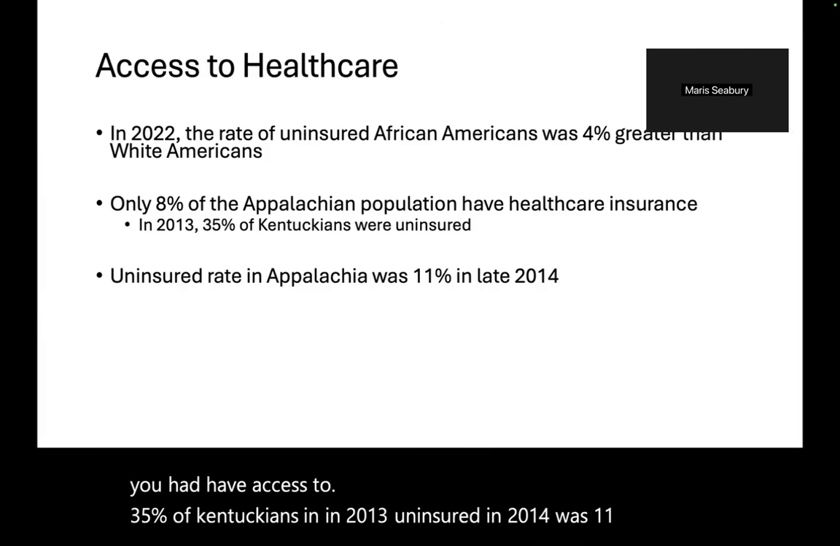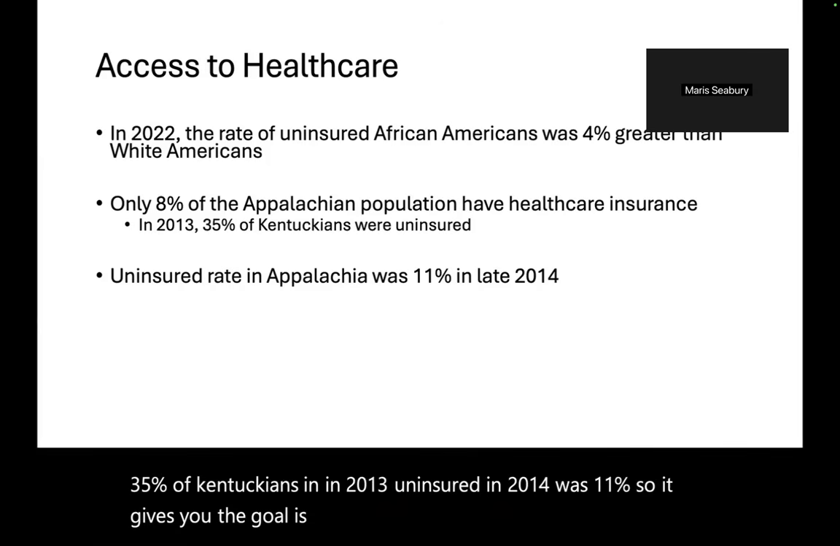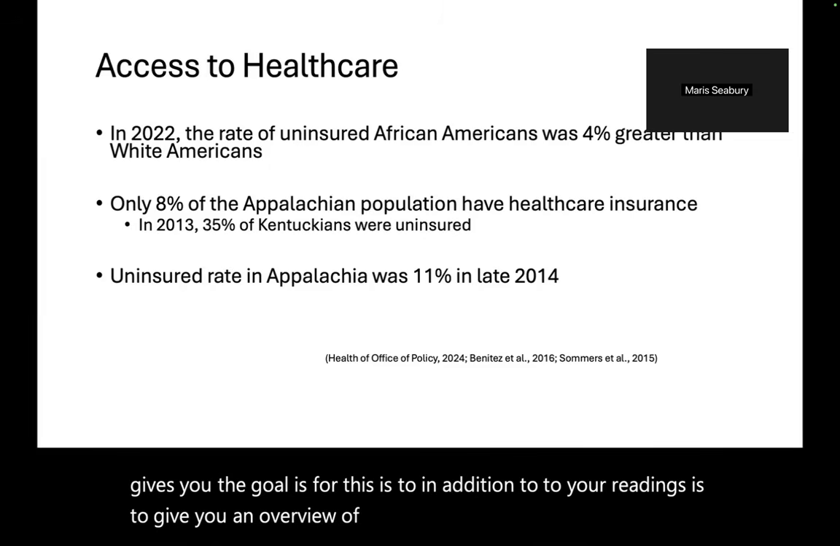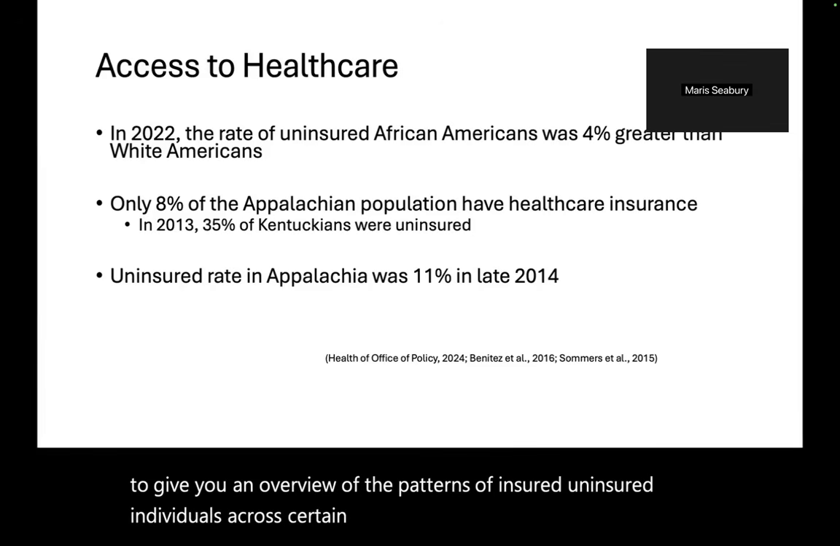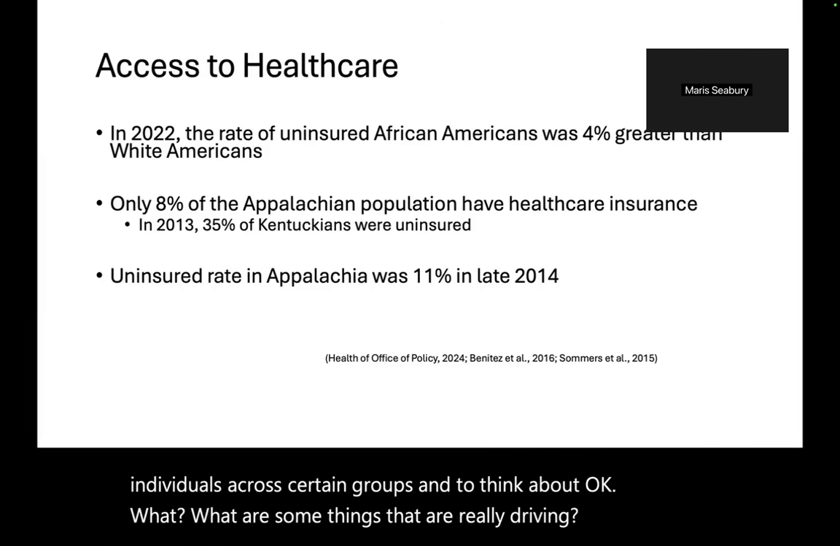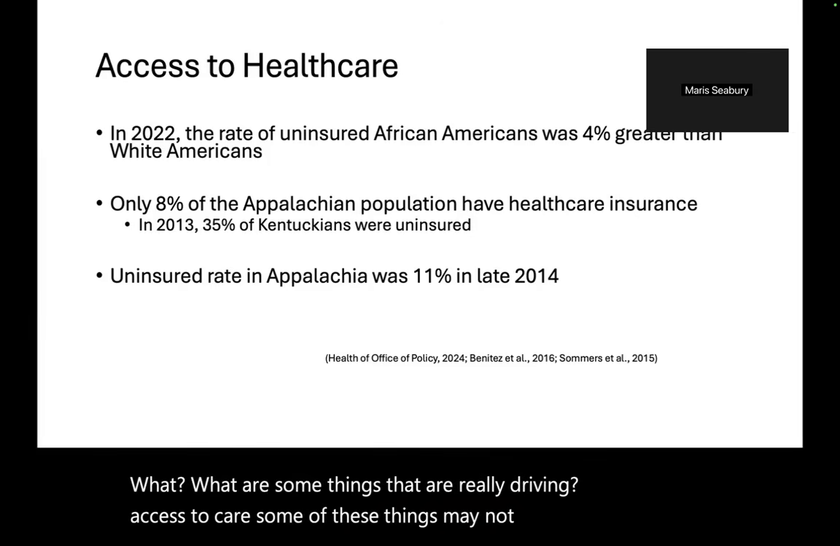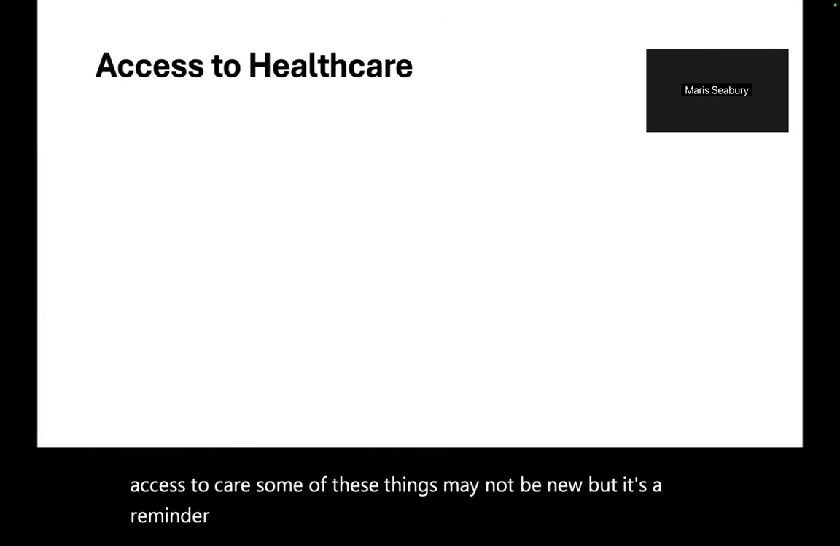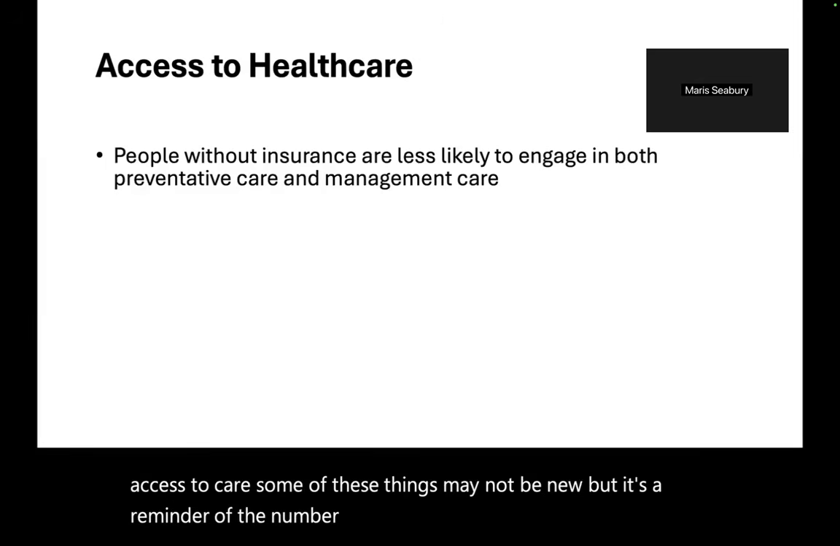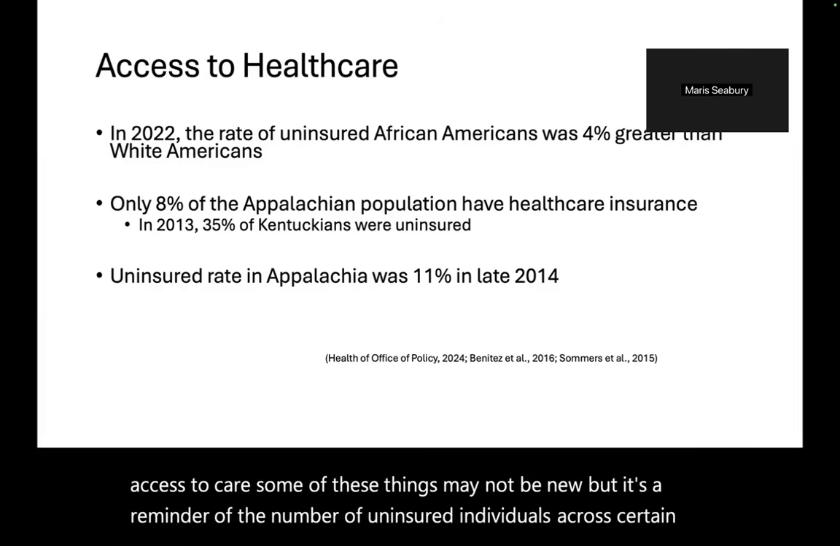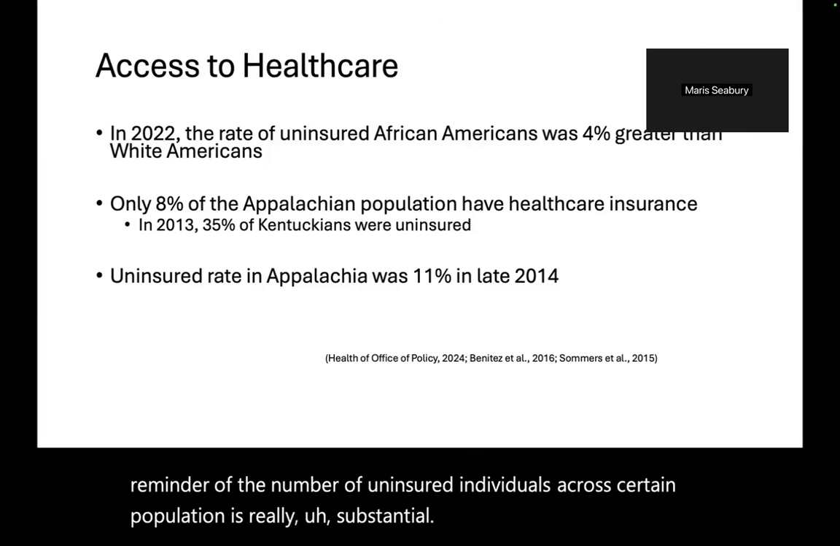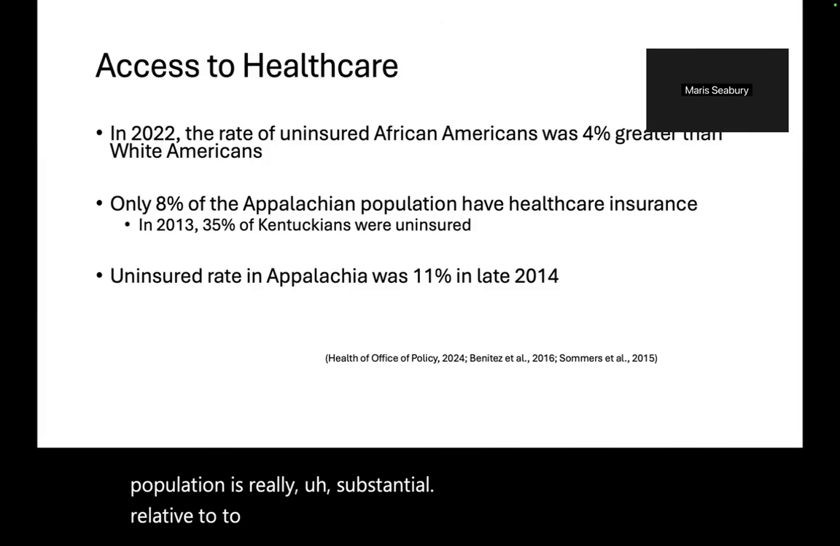So the goal of this, in addition to your readings, is to give you an overview of the patterns of insured or uninsured individuals across certain groups, and to think about what some of the things are that are really driving access to care. Some of these things may not be new, but it's a reminder that the number of uninsured individuals across certain populations is really substantial relative to the population.